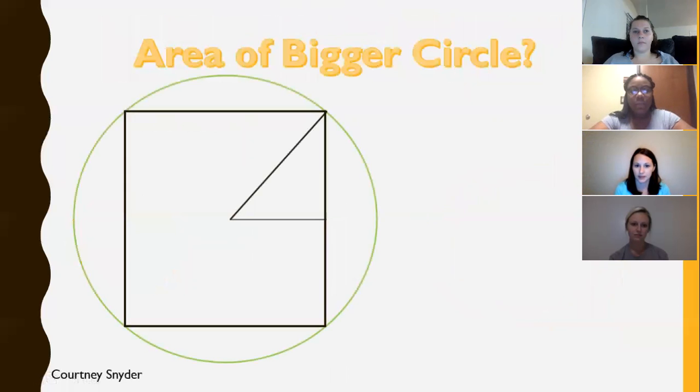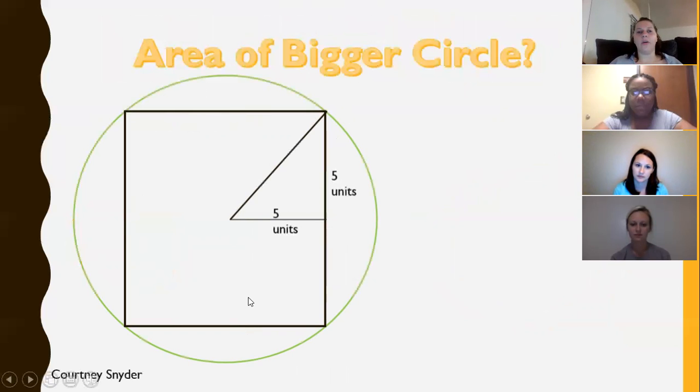Okay, thank you. What is the area of the bigger circle, Courtney? Now to find the area of the bigger circle, we don't know the diameter or the radius of the bigger circle. We only know that the square inside is equal to 10 units on each side.